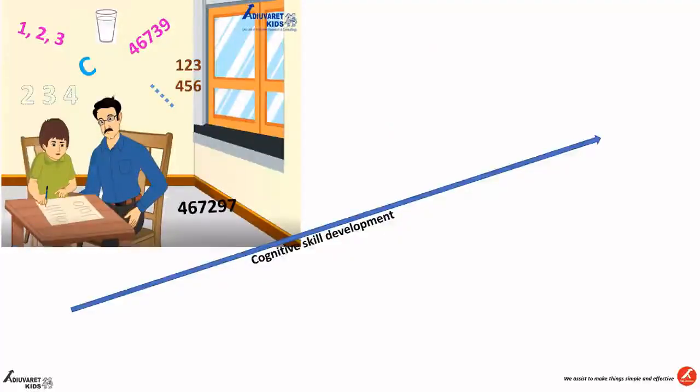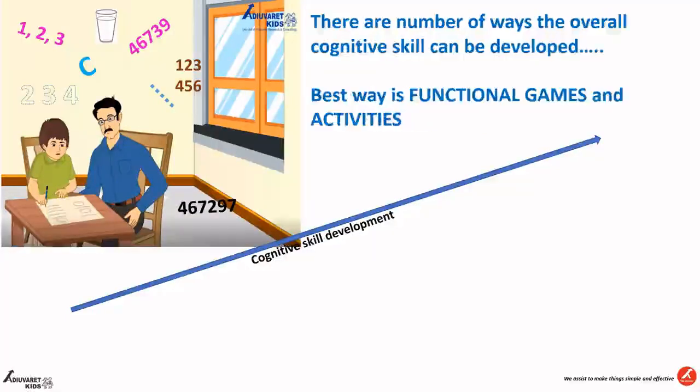Now, considering that cognitive skill development is a gradual process, we cannot bring that why technique when the child is in nursery or in the toddler group. It has to be introduced at the right time, when the child is comfortable in remembering, understanding, and interpreting things with a maximum level of information about that particular thing. Another best way to do all these things is functional games and activities, which at Adivharet we have been talking about again and again for the development of the child.